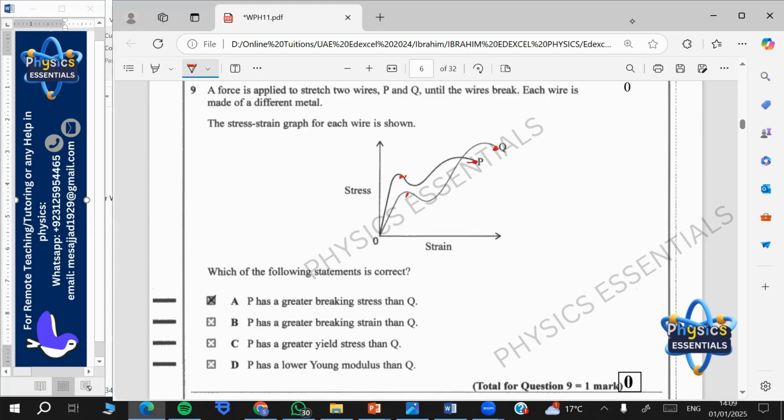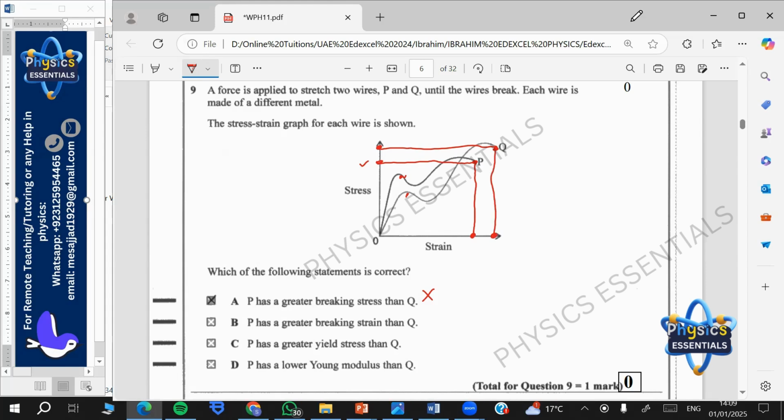What is the value of breaking stress here? You need to extend it up to here, and you need to extend it up to here. So you can easily see that P's breaking stress is smaller and Q's breaking stress is larger. So this option is wrong. Then P has greater breaking strain than Q. Again, strain is on the x-axis, so you need to drop this value here, and you need to drop this value here. So again, you can see that the breaking strain is greater for Q than for P. Again, this is not the right option.